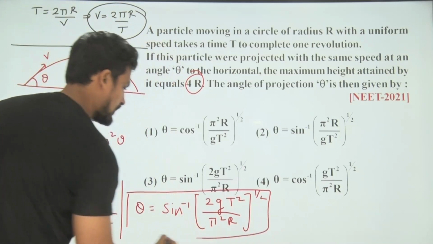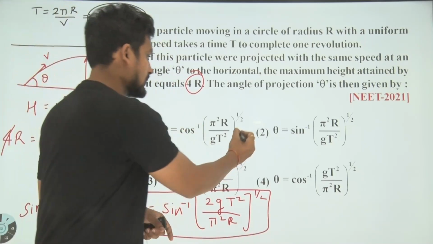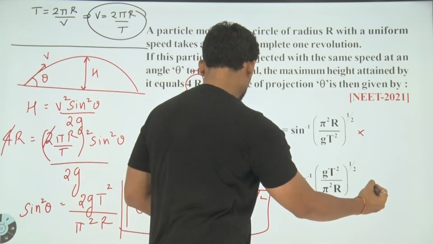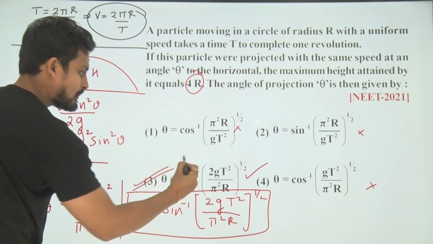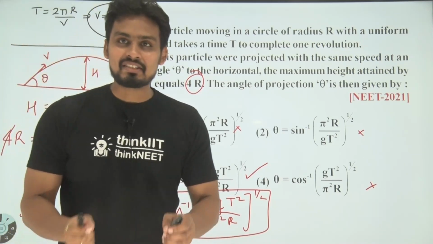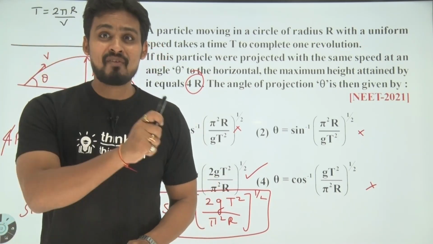Let us match this with the options given in the question. So this is wrong, this becomes wrong, this becomes wrong, and finally we have option third one, option C, as the final answer for this particular question. I hope you have understood this.